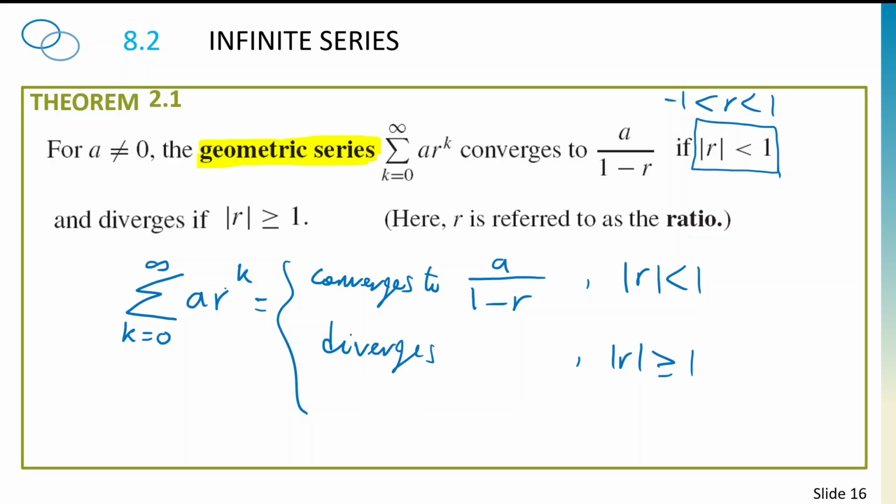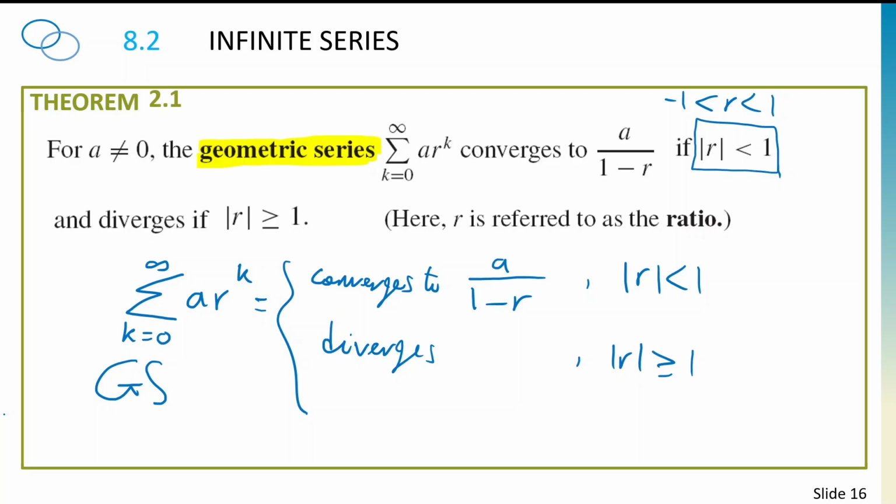So now we know the rule for the geometric series. This is a geometric series, I'll use GS from now on. It converges to, we know, to what? A over 1 minus r when the absolute value of r is less than 1, and diverges elsewhere, which is when the absolute value of r is greater than or equal to 1. Okay?